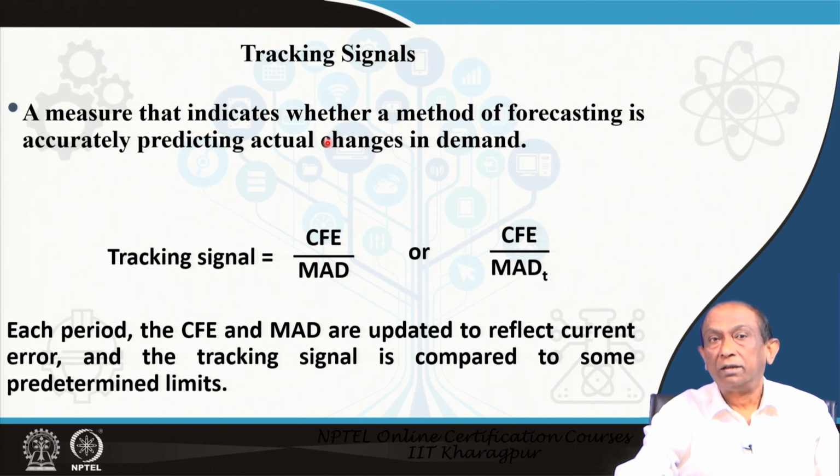Each period we compute the cumulative forecast error and the mean absolute deviation MAD to reflect current error. That means, we have to update the values of CFE and MAD for every period, and then we compare the value of tracking signal with some predetermined limits.